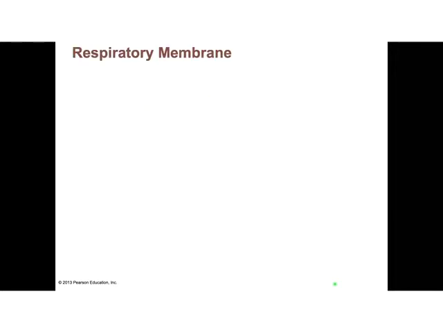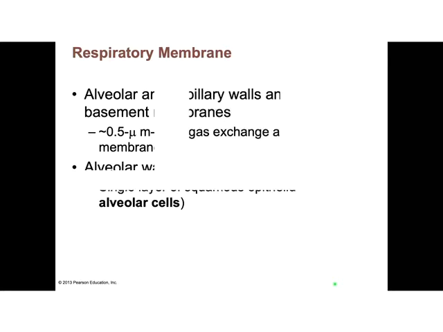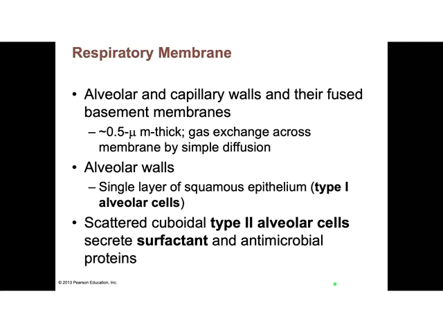The respiratory membrane is made up of the endothelial cells of the alveoli, the basal lamina, and the endothelial cells of the capillaries. And so it's less than a micron thick and perfect for the movement of gas across its walls. Remember that oxygen and CO2 are nonpolar, so they go right across, okay?